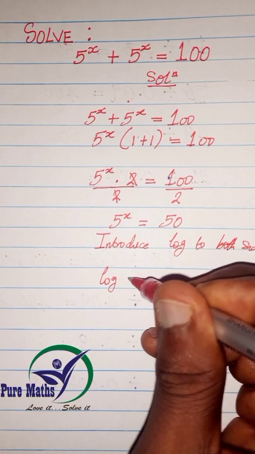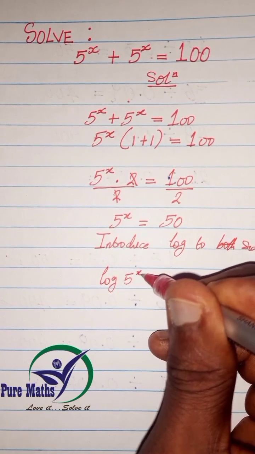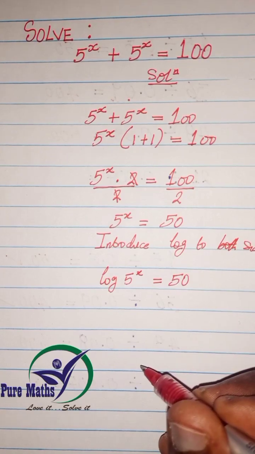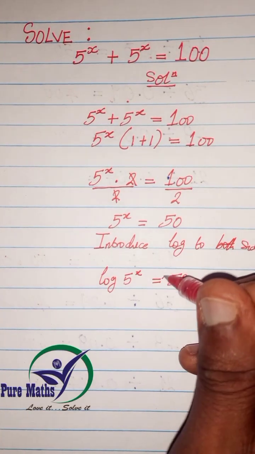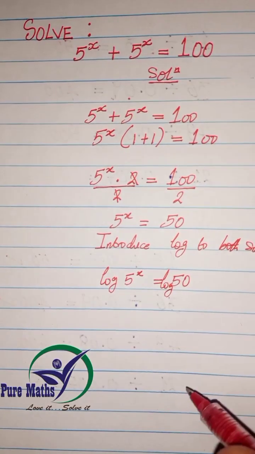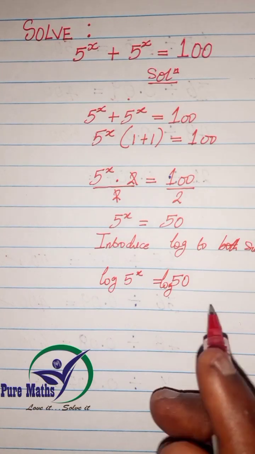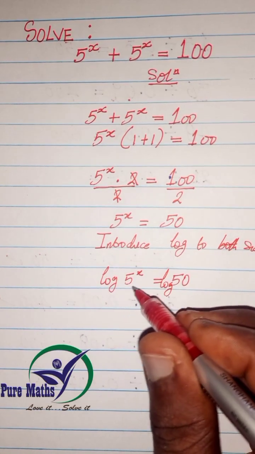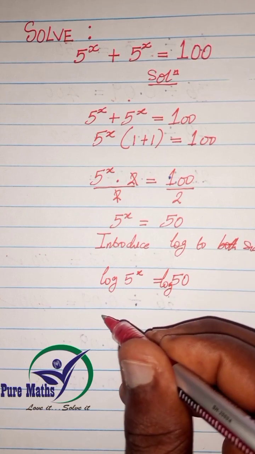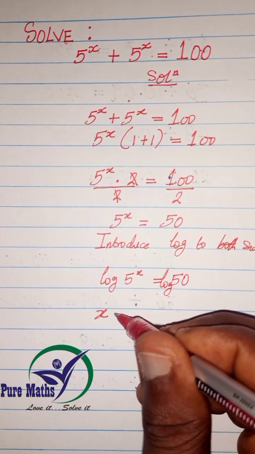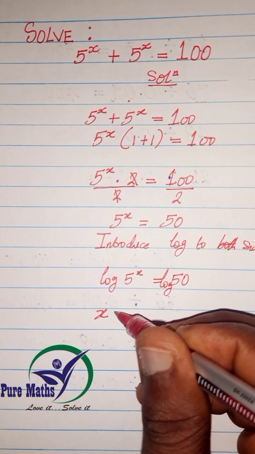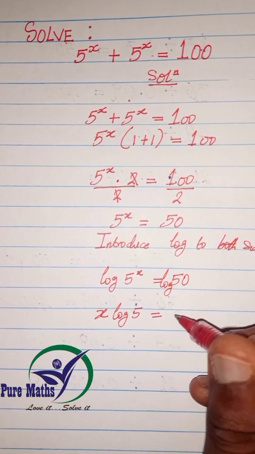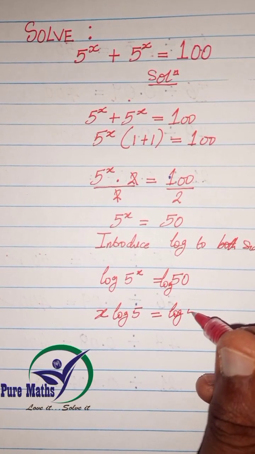log of 5 to the power of x equal to log of 50. So of course you have log here, and you have log there. So the next thing you need to do is to implement your log. So when you have log 5 to the power of x, the power will come down. So when the power comes down, you're just having x log 5, and this will give us log 50.